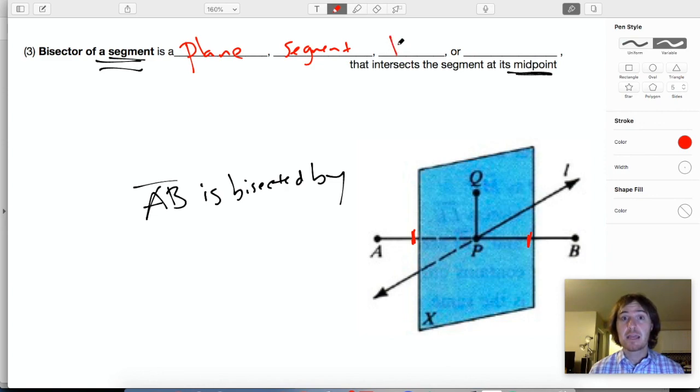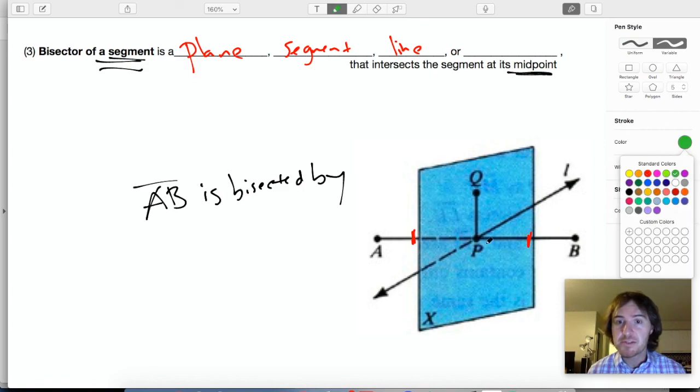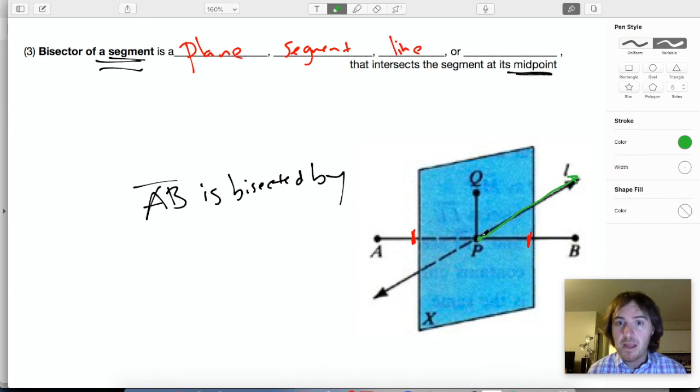A line, sure, a line. What else are we missing here? Well, also a ray, for instance. That may have been tough to see. This ray here. Sure, that ray bisects that particular line segment. So that can be it too. So a plane, segment, line, or ray that intersects the segment at its midpoint is referred to as a bisector of the segment.